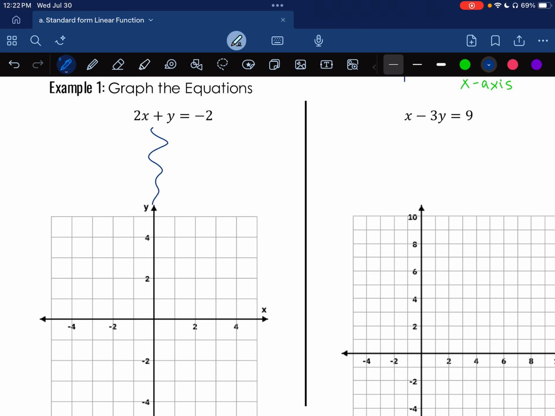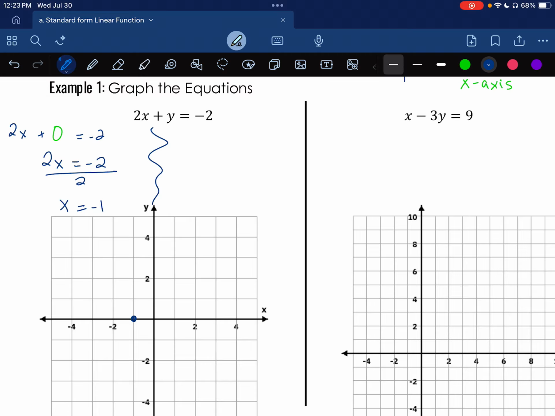So first we're going to find the x-intercept. So we'll have 2x plus 0 equals negative 2. Alrighty. So that goes away. So I've got 2x is equal to negative 2. Then we'll divide both sides by 2. x is negative 1. So I'll just go ahead and plot the intercept right there.